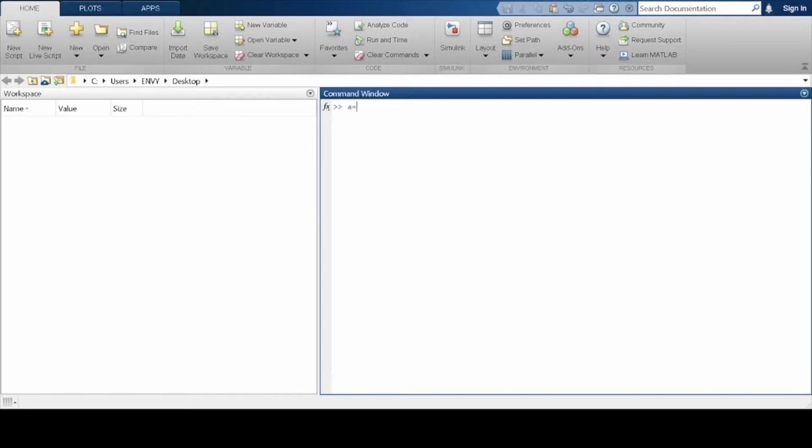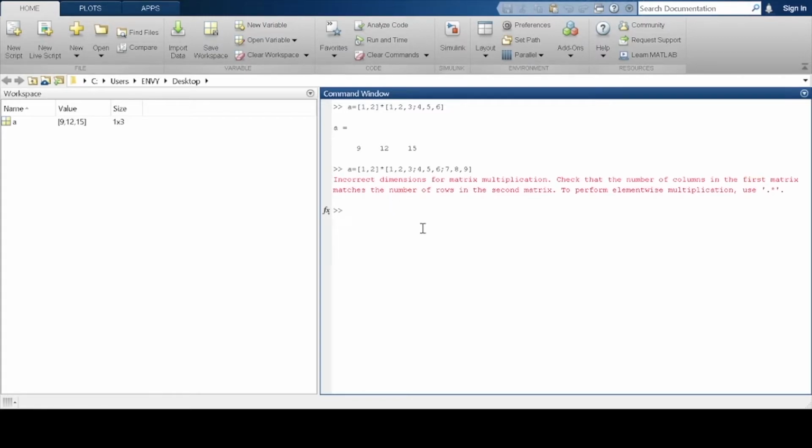Let's take a row vector, 1 comma 2, and a matrix. So we see that we get a row vector having three entries or three columns. So it's 1 cross 3. So what if we add an extra row? So we see that it doesn't multiply and shows an error message saying incorrect dimensions.